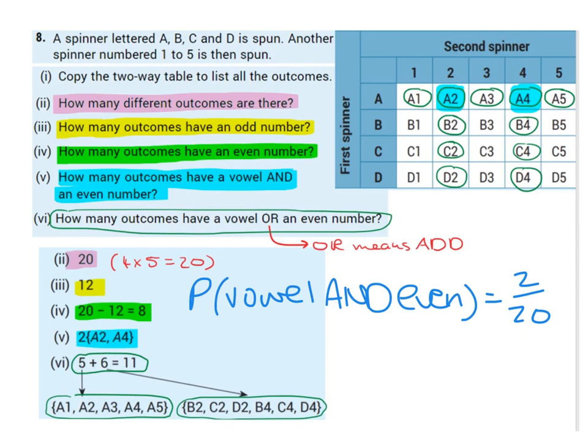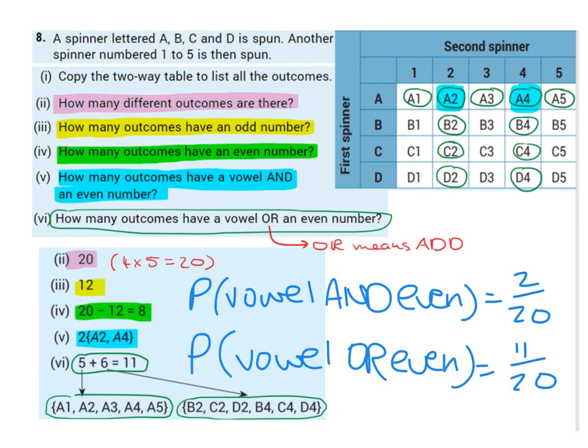If a question said, what's the probability that when you spin the spinners, you land on a vowel or an even number? Well, we would have 11 over 20 because there are 11 outcomes that contain a vowel or an even number. They're circled in green. And again, we divide by the total, which is 20. There are 20 possible outcomes altogether.